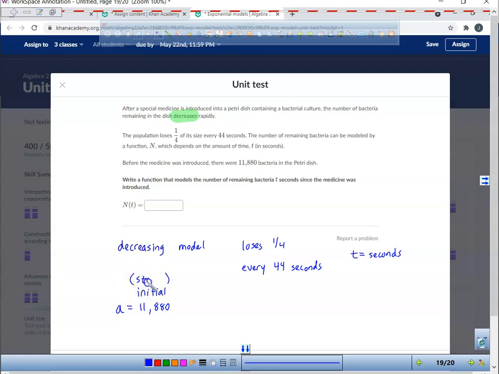Very good. At the beginning, at the start. So that's what you start with. So the word initial means at the start or at the beginning. Okay. Write a function that models the number of remaining bacteria t seconds since the medicine was introduced. Okay. So guys, does everybody understand what losing 1/4 of something means? If you lose 1/4, what percentage would that be? You're taking away what? You're taking away 25%. What are you keeping? 75%.